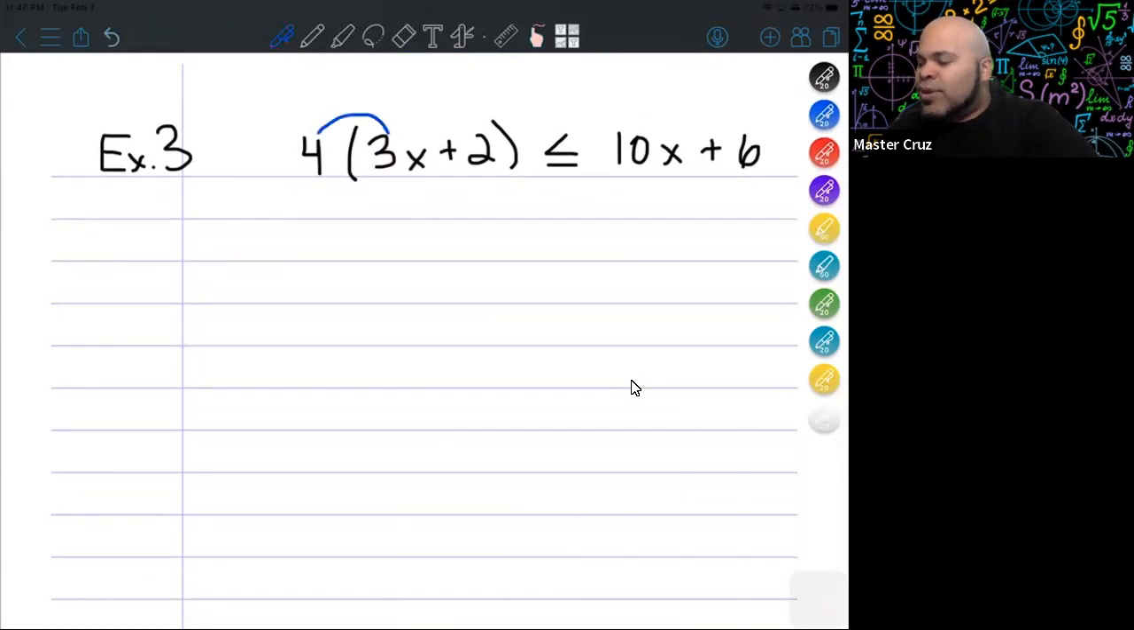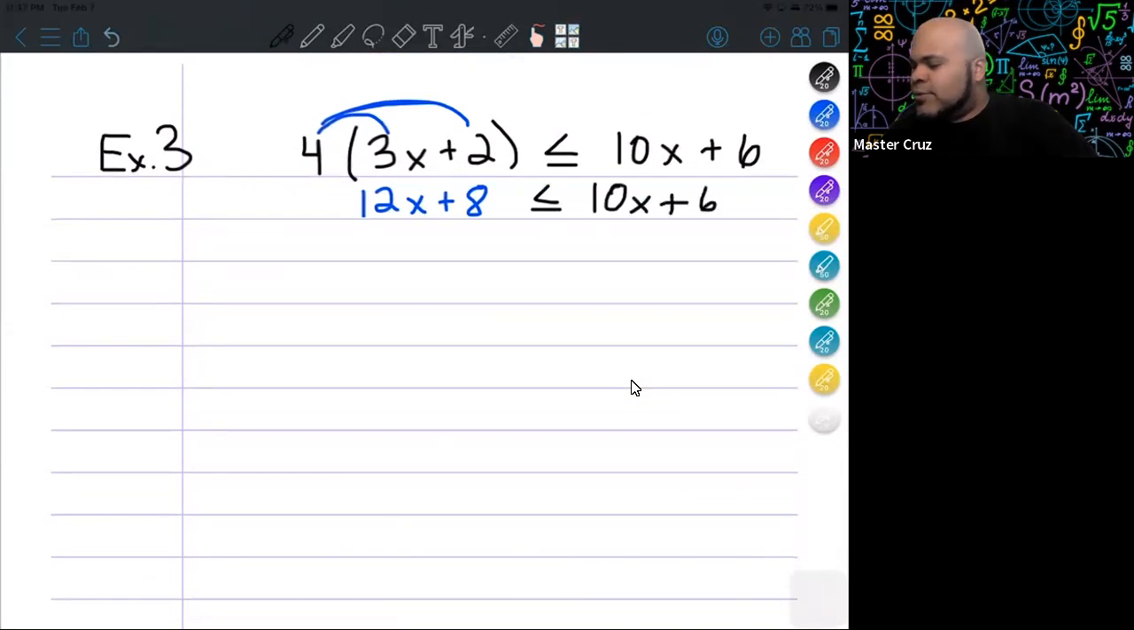So 4 times 3x is going to give us 12x. There's a plus sign, so plus. 4 times 2 gives you 8. And then you bring everything else down. Try to keep the symbols aligned. So less than or equal to 10x plus 6.